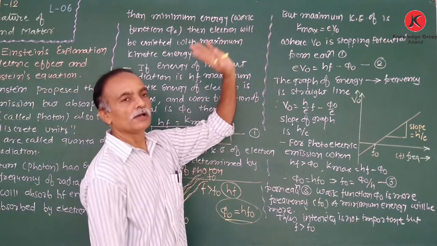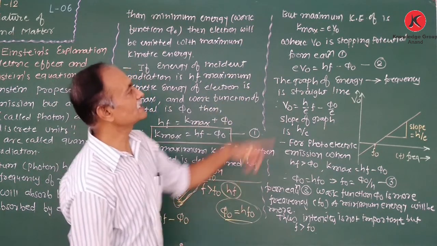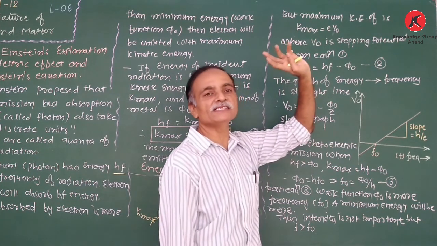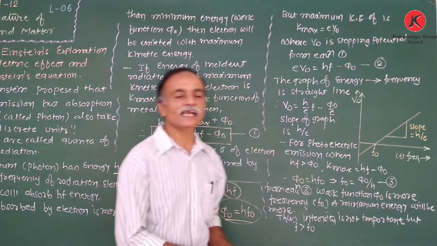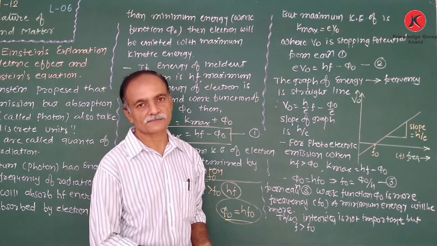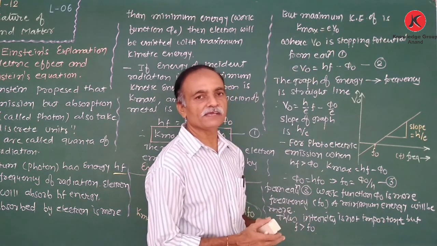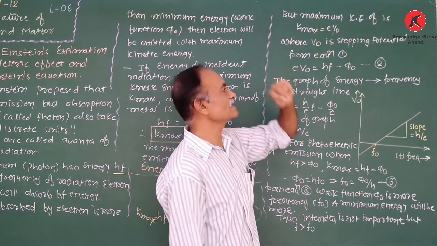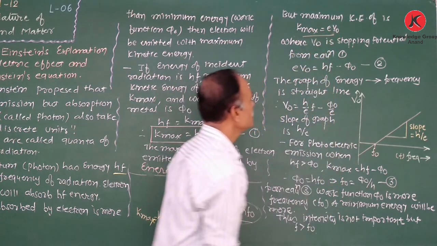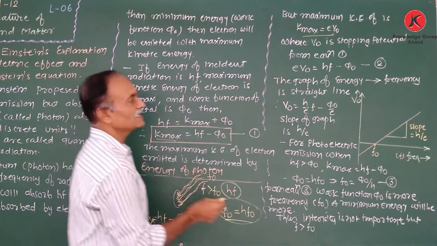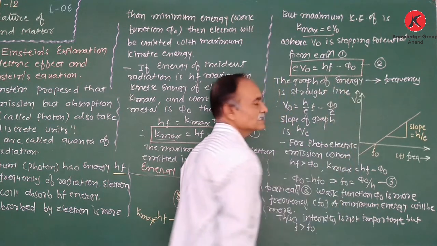Now, we know that the maximum kinetic energy is K maximum equal to eV0, where V0 is the stopping potential. Already we discussed this in characteristics of photoelectric effect. Now we substitute this value in our equation 1. Therefore, K maximum is equal to eV0, so eV0 is equal to hf minus phi 0.